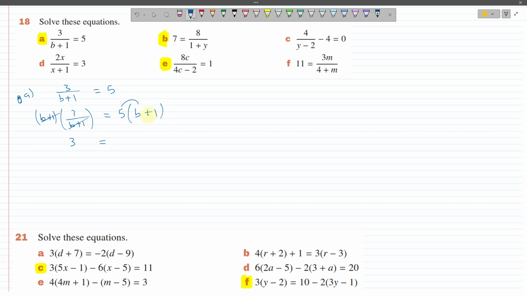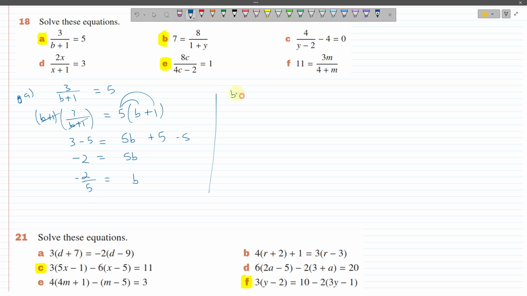Let's expand the bracket. 5 times b is 5b. 5 times 1, positive 5. Okay, minus 5 on both sides. Do minus 5 here, minus 5 there, leaving me 3 minus 5 is negative 2, and then I have 5b, and then b is equal to negative 2 over 5.